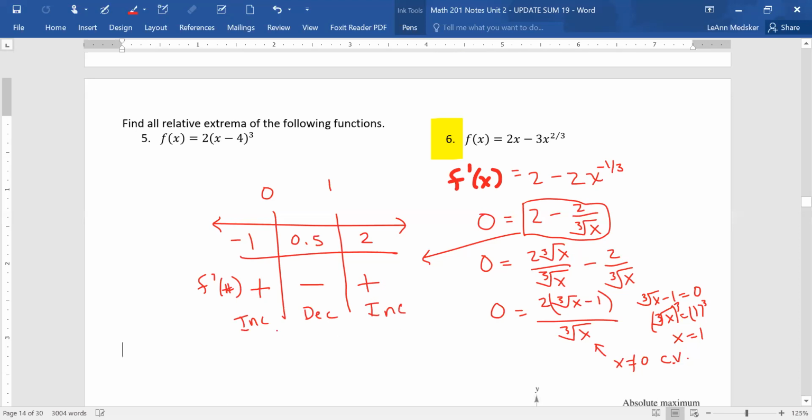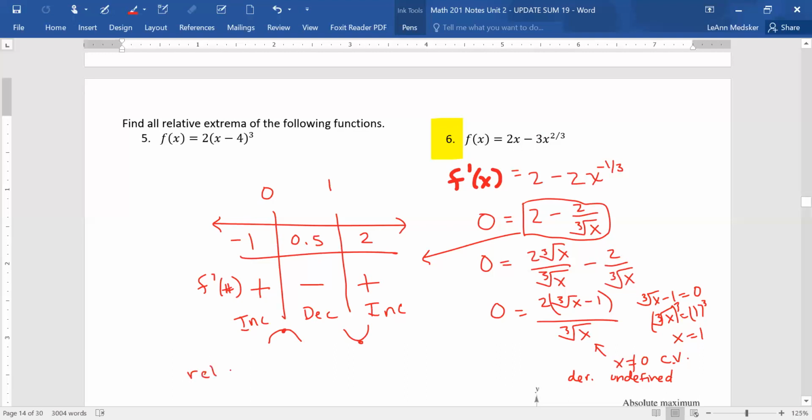Now, the thing about this is, even though this is where the derivative is undefined, as long as 0 exists in the original function, we can still have a relative max or min there. If you have an undefined value in your first derivative and it's also undefined in the original function, it cannot be a critical, or it cannot be a max or min. But since all of these are defined in the original function, then this does make sense that we have 2 different extrema, increasing to decreasing, decreasing to increasing.